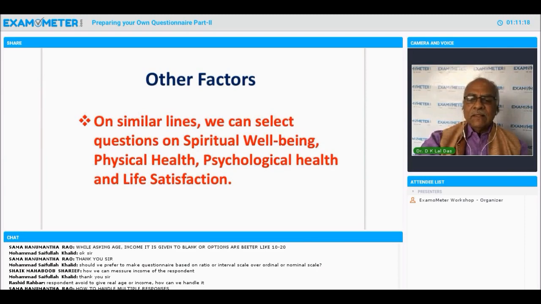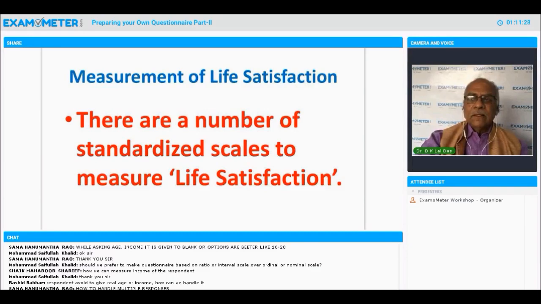On similar lines, we can select questions on spiritual well-being, physical health, psychological health, and life satisfaction, which is the dependent variable. Now, I'll tell you something about life satisfaction. Here again, I will suggest you use one of the standardized scales. Just putting a set of questions, the results will not be so accurate. So in a questionnaire also, we use some small scales as one part of the questionnaire, particularly for a dependent variable like life satisfaction. We have a number of standardized scales used by researchers. So we can pick one and put it in our questionnaire and process.